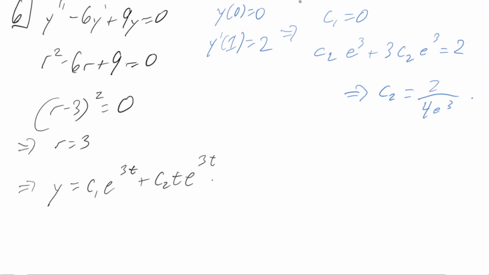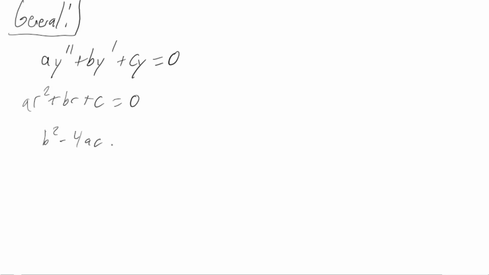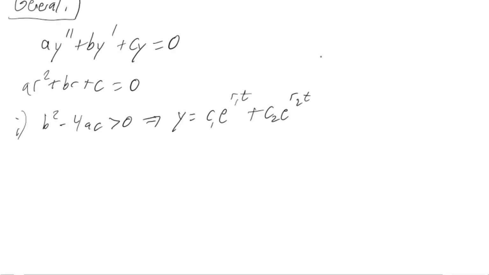So now we've seen the 3 different cases where the discriminant is positive, negative, or equal to 0. So now to just go over the general strategy when you have a second order ODE with constant coefficients and it's homogeneous. So we have the characteristic polynomial, and there's 3 cases for the discriminant. If it's positive, we just have y equals c1 e to the first root times t plus c2 e to the second root times t.